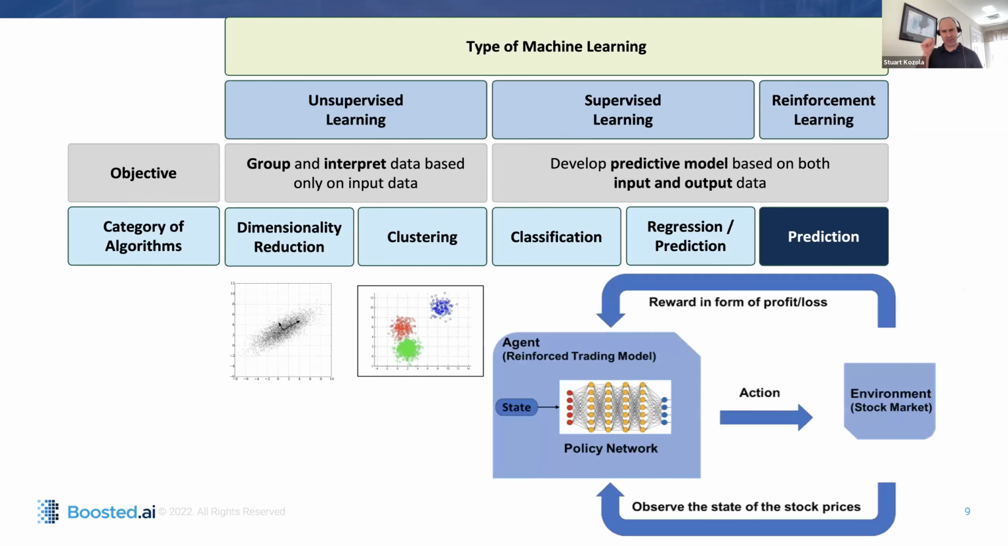And then the last category is reinforcement learning, and how it's different than supervised learning is that you don't necessarily give it a ton of learning data.